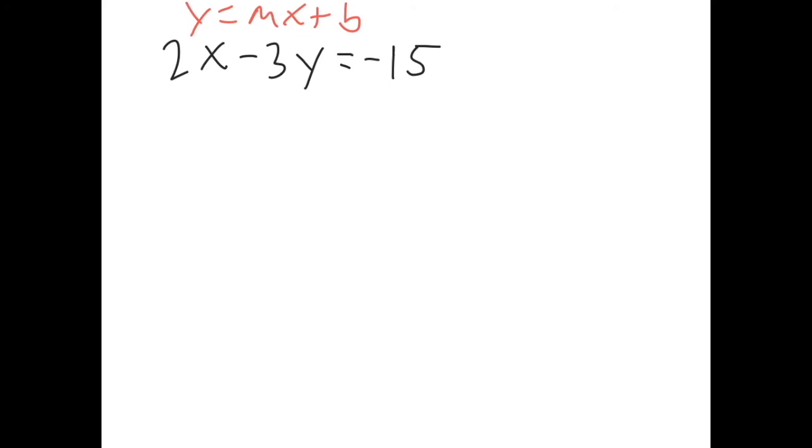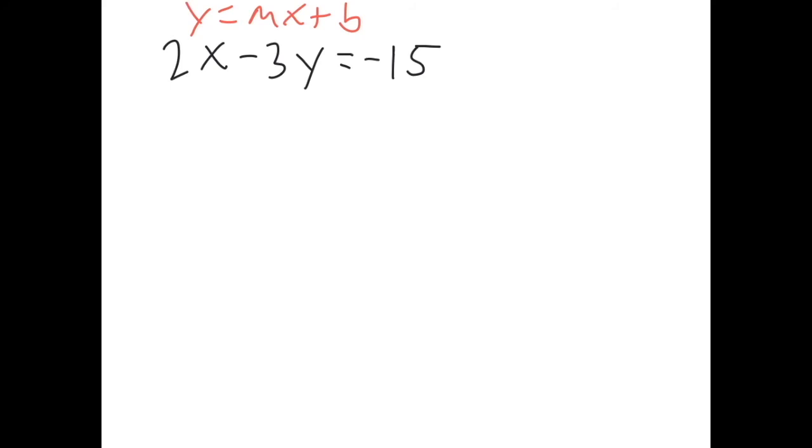So to get it in the form y equals mx plus b, we need to solve for y. So we need to get y by itself. Now, this can be a bit confusing because we've got two variables here. But it's actually not all that bad. So let's try it out.